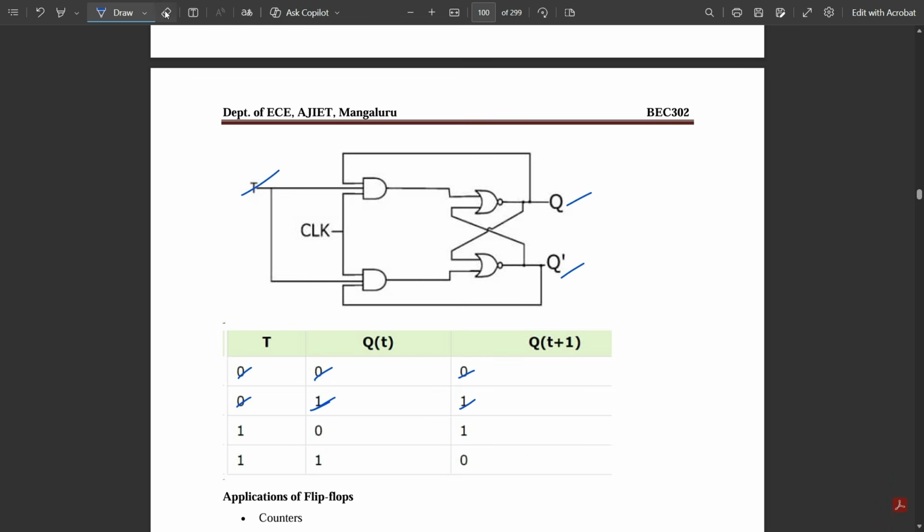So this is not so essential, but basically what you need to remember for the T flip flop is that whenever the input given is 0, at the output stage it is 1, and whenever the input given is 1, at the output stage it is 0. So this you need to remember. The circuit detail is not required.